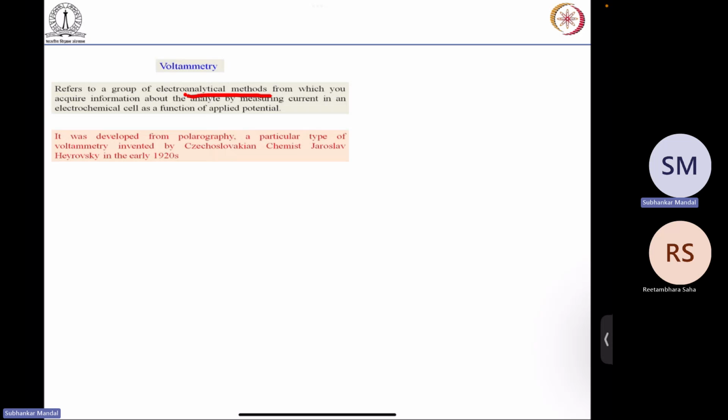It developed from polarography, which we have already discussed. A particular type of voltammetry was invented by the chemist Jaroslav Heyrovsky in the early 1920s.